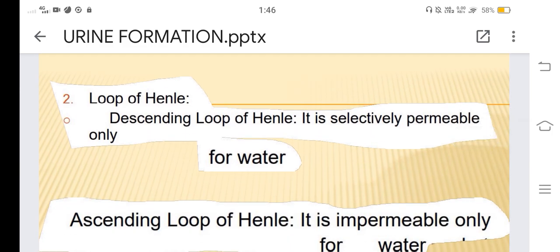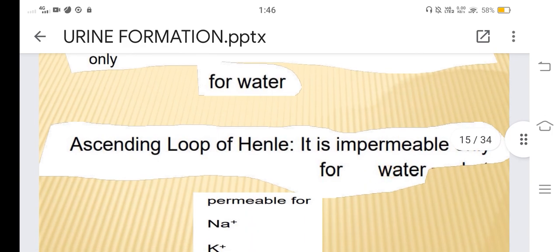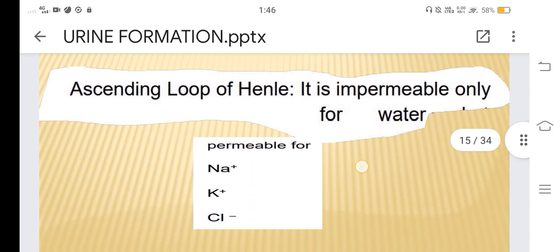Loop of Henle. The descending loop of Henle is selectively permeable only to water. The ascending loop of Henle is impermeable to water.